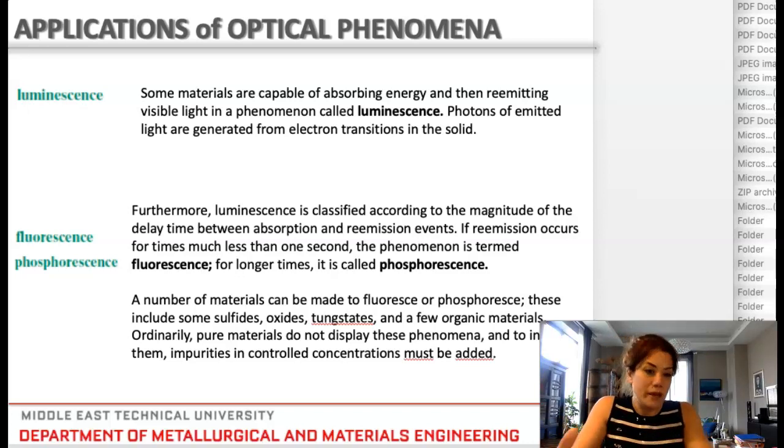The main difference: fluorescence happens in a short amount of time, much less than 1 second, the luminescence time. Phosphorescence, on the other hand, we are very familiar with glow sticks, right? We break them and then that glow stick glows. It's called phosphorescence.